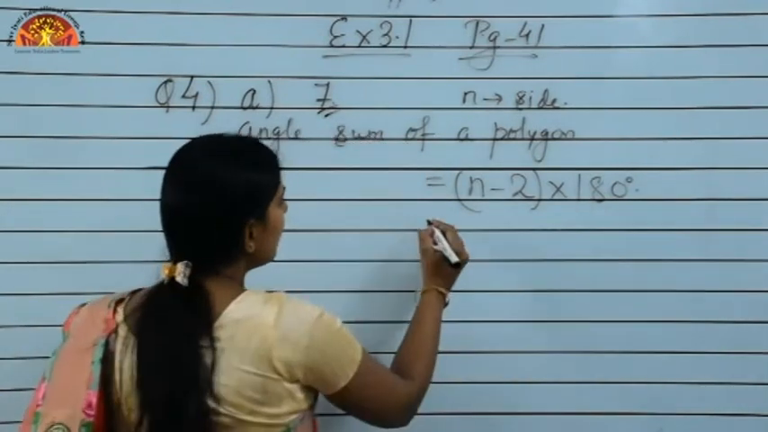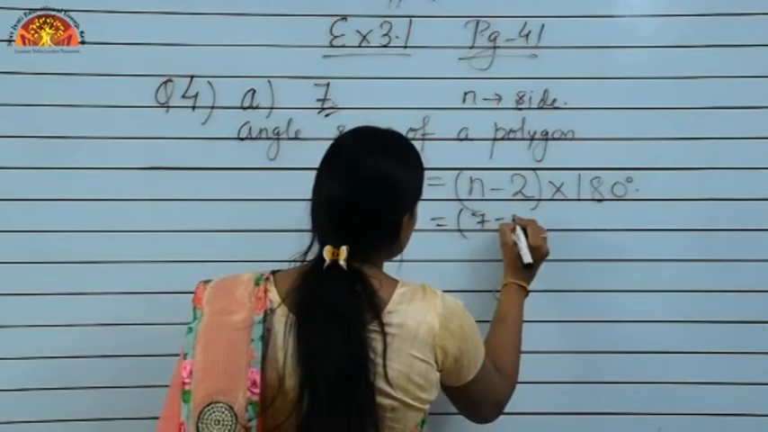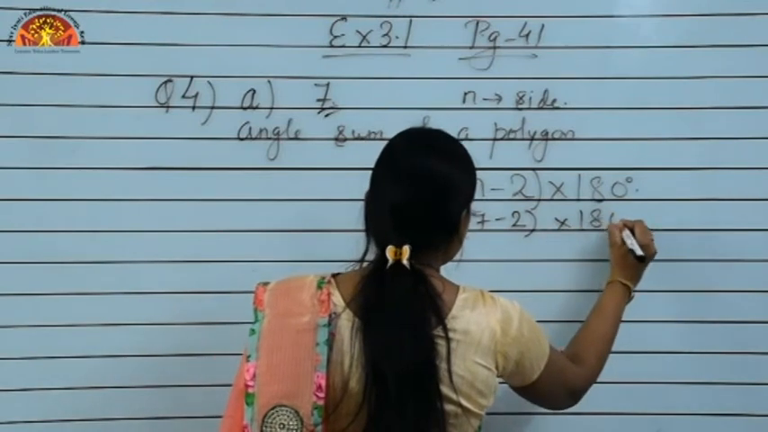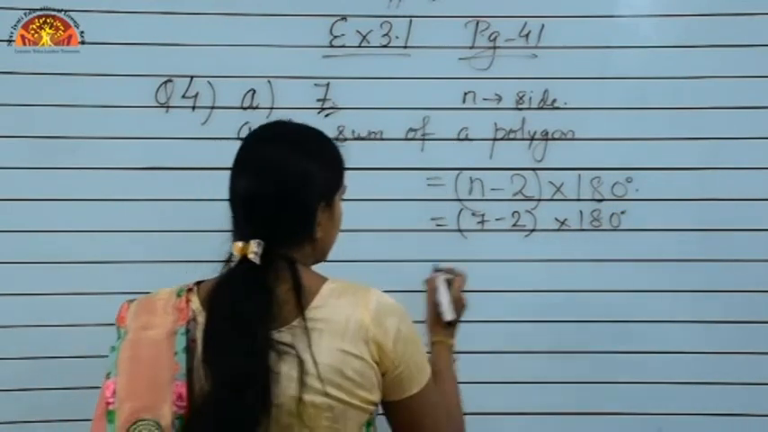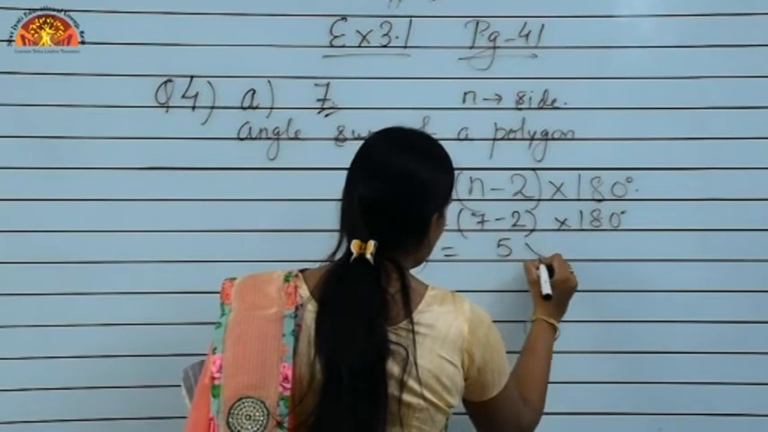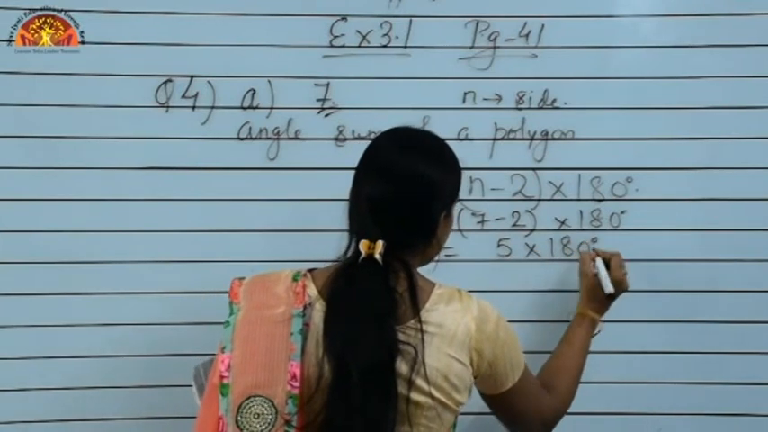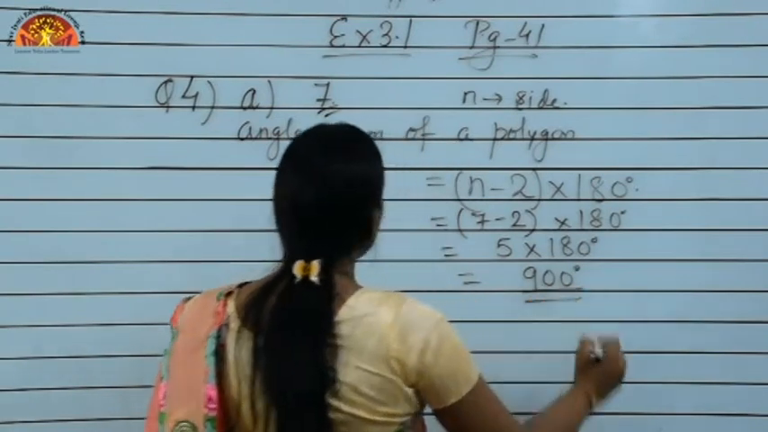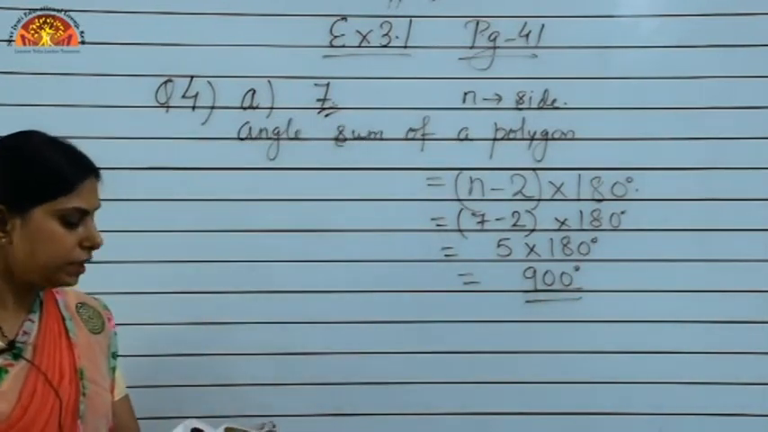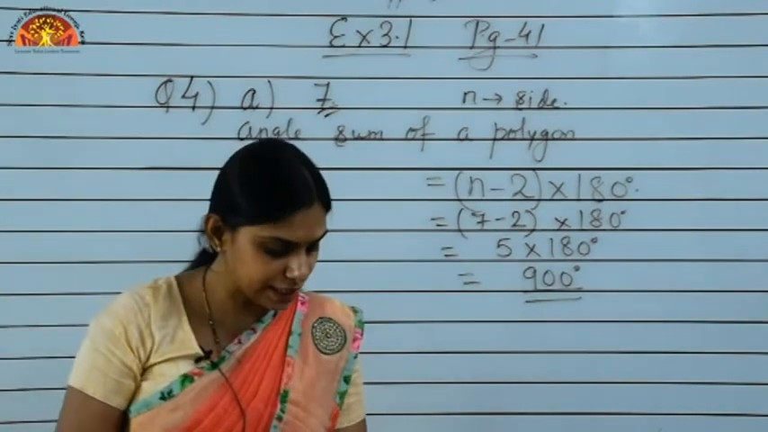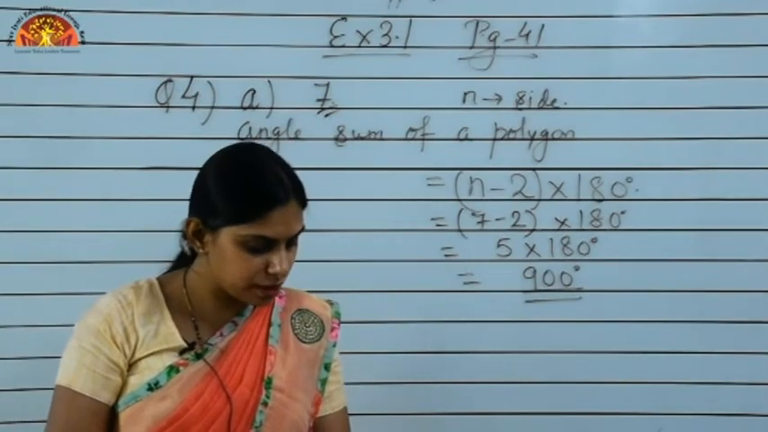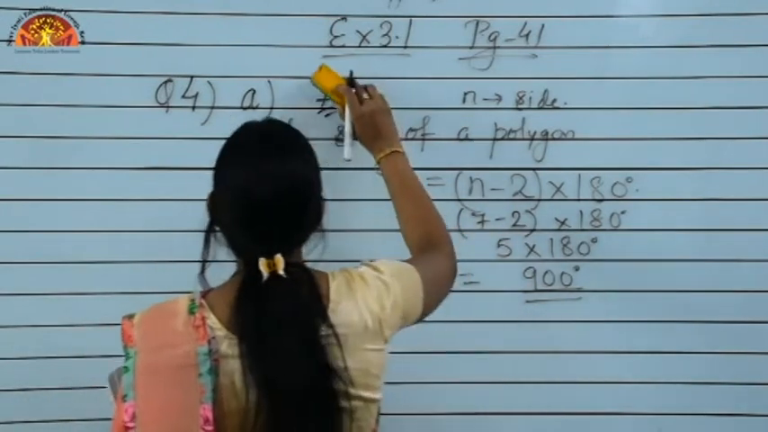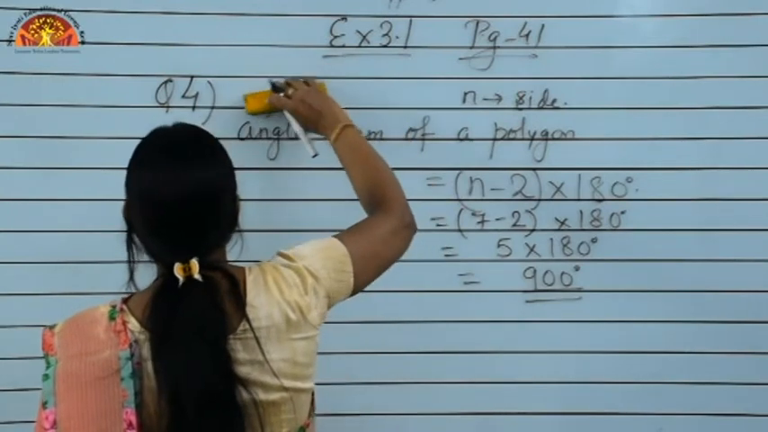So substituting the value of n as 7, we get 7 minus 2 into 180 degree. So 5 into 180 degree, that is 900 degree. So the angle sum of the polygon is equal to 900 degree. Let's take one more example, children. Just see the C part over here now. Same question, we will just do the C part.